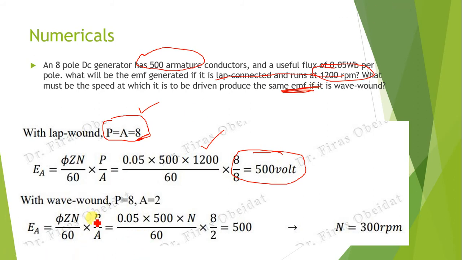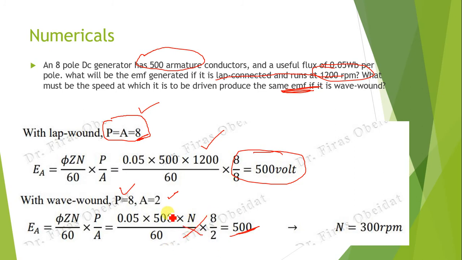In wave wound, the value of A is equal to 2, and the P value is given as 8 poles. So pi z by 60 into P by A, which is 0.5 into 500 into N, you have to just consider N, divided by 60, into 8 by 2, is equivalent to 500 volts. So just cross multiply these two things.